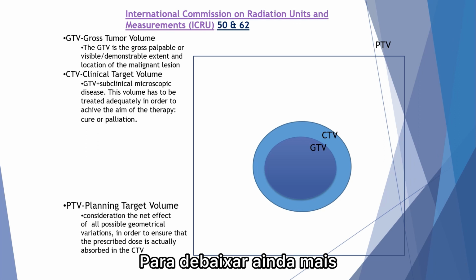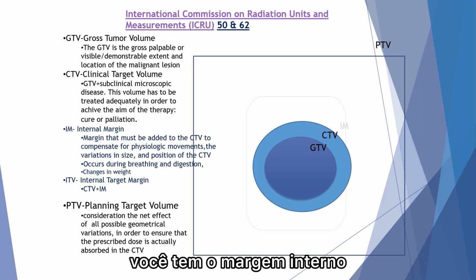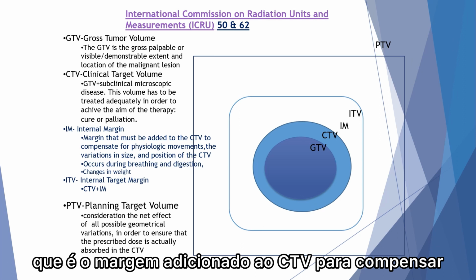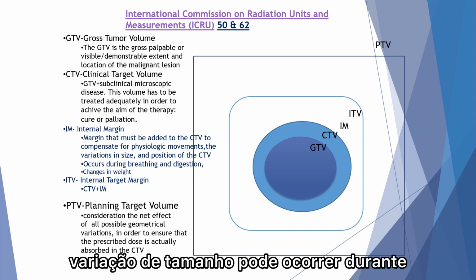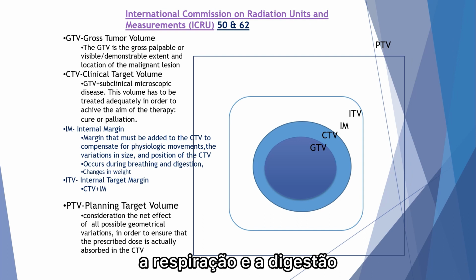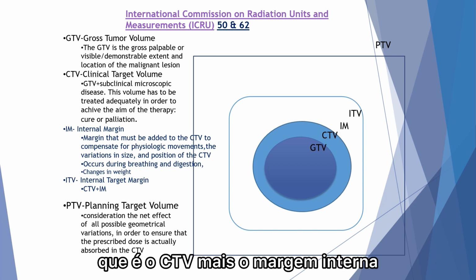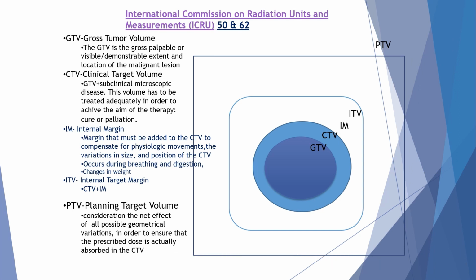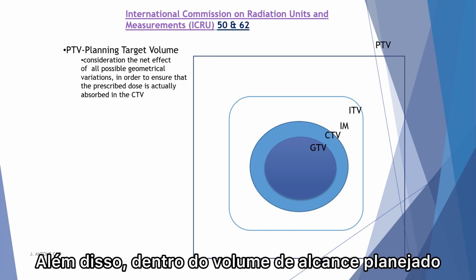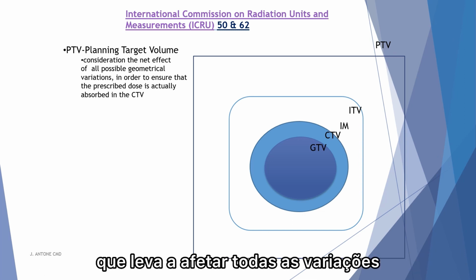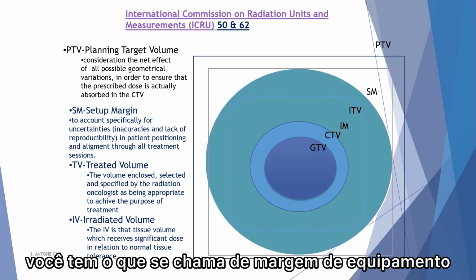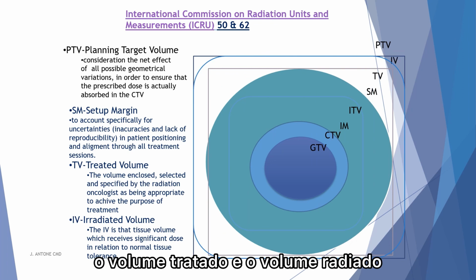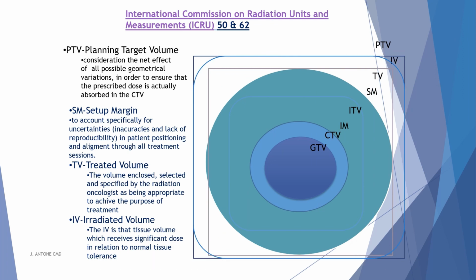To break that down even further, you have the internal margin, which is the margin added to the CTV to compensate for any movements. Variation in size can occur during breathing and digestion. And then along with that is the ITV, which is the CTV plus the internal margin. Furthermore, within the planning target volume, you have what's called the setup margin, which accounts for all the uncertainties, the treated volume, and the irradiated volume.